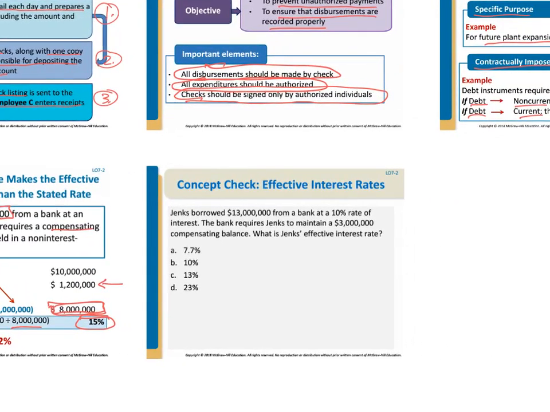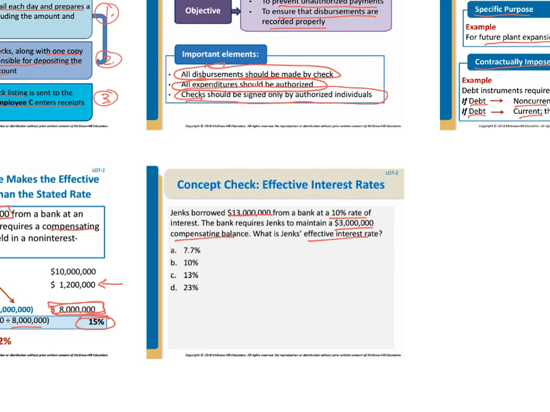Let's take this concept one more time and apply it in a multiple choice question. You can pause here and then we'll come back and solve it together. This problem states that Jenks borrowed $13 million from a bank at a 10% stated interest rate. The bank requires Jenks to maintain $3 million in a compensating balance. What is the effective interest rate?